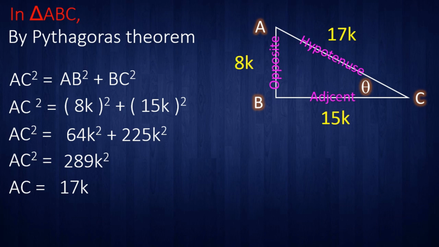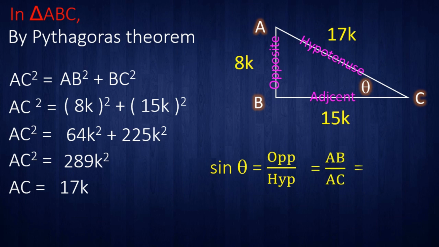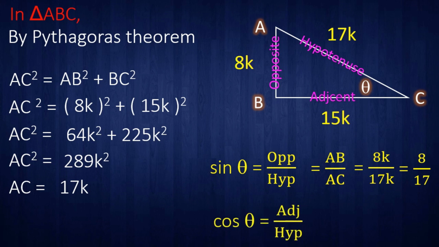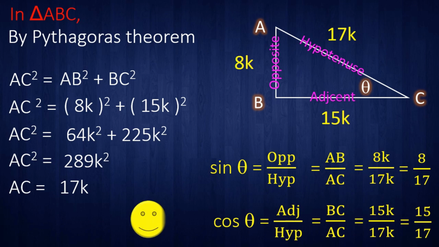Now students, we will find the remaining ratios. Sin theta formula is opposite upon hypotenuse. Opposite is AB and hypotenuse is AC. Values of AB is 8K and AC is 17K. K cancel. 8 upon 17 is the answer. Next, cos theta is equal to adjacent upon hypotenuse. Adjacent is BC and hypotenuse is AC. BC value is 15K and AC value is 17K. K cancel. 15 upon 17 is the answer. Question number 7 is over.